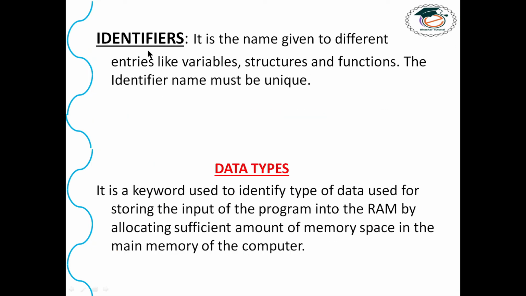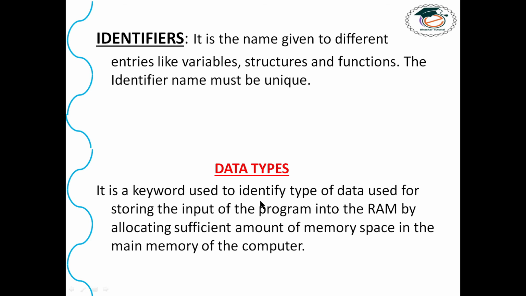So let's see next, identifier. What is an identifier? It is just a name. An identifier is just a name given to different entities like variables, structures and functions. And one thing you have to keep in mind is that the name of the identifier must be unique. It should not be similar.